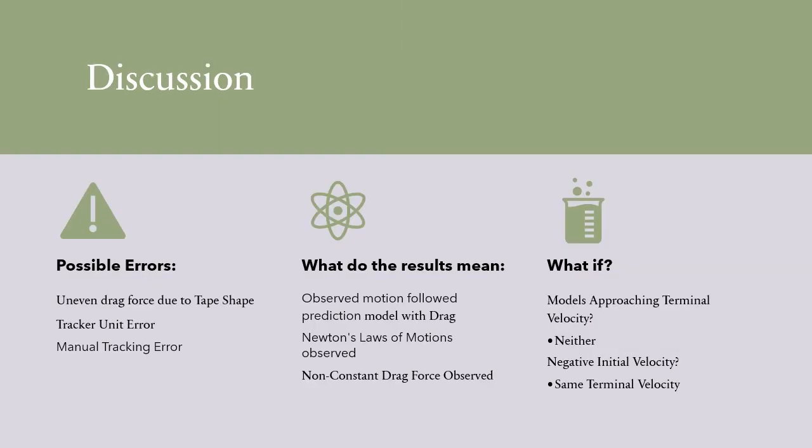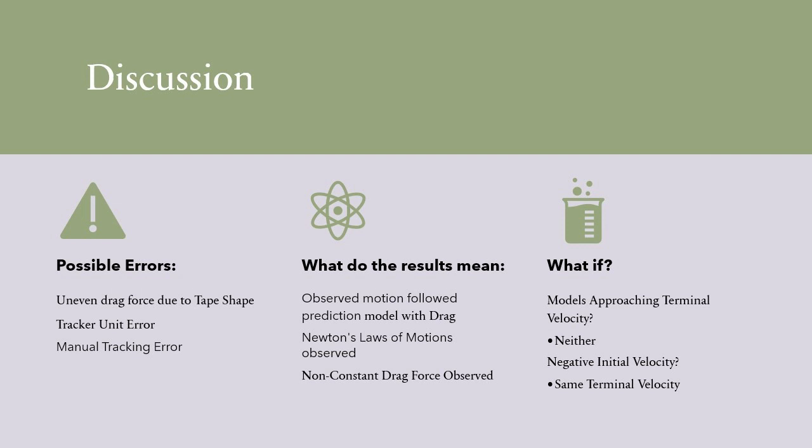Discussion. Some possible errors I had while working on this lab: the tape may have experienced uneven drag force due to its shape not being spherical. The Tracker unit may also have some error as it cannot exactly know how long a meter is in the video. Finally, while manually tracking the object frame by frame, I may have made some manual errors.